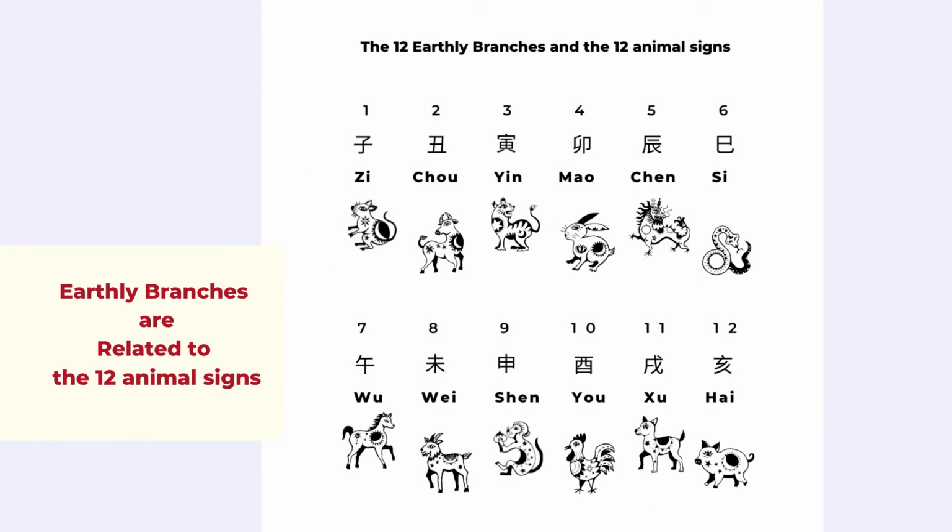And why is it related to date selection? Because the 12 earthly branches represent 12 animal signs. So the Zi year is a rat year, the Chou year is the ox year. And every month also has a representing earthly branch. So you can have a rat month, ox month, tiger month, and so on. And it's the same for each day. There's rat day, ox day, tiger day, rabbit day, based on the earthly branches.